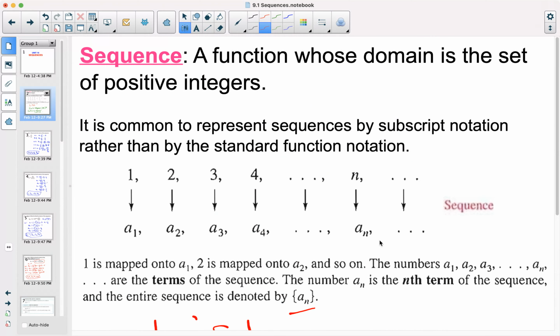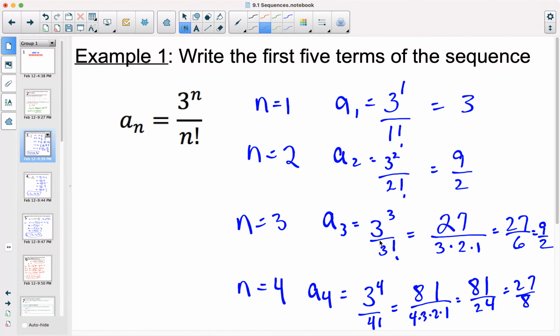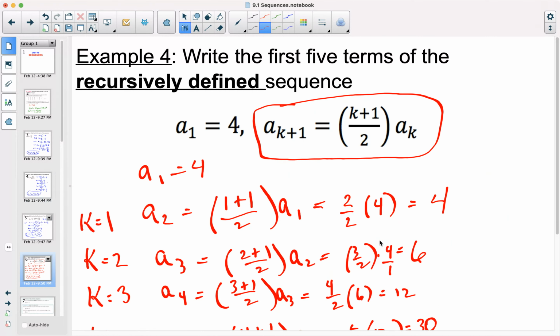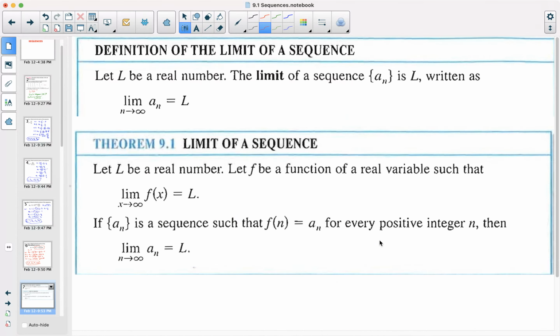So all of these before, each term was independent of the prior term. Now, when you talk recursive, each new term is based on the term right before it. Still is a list. Those are sequences.